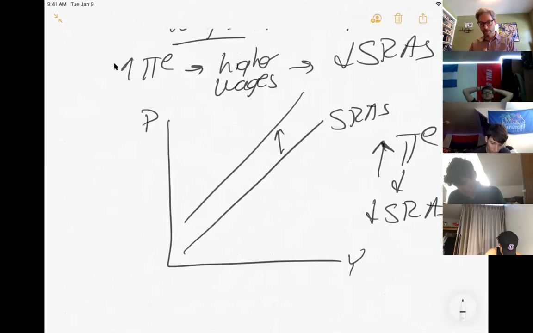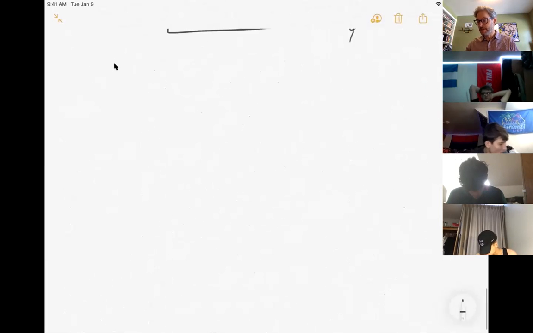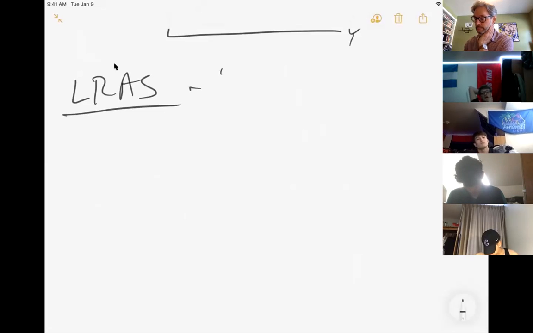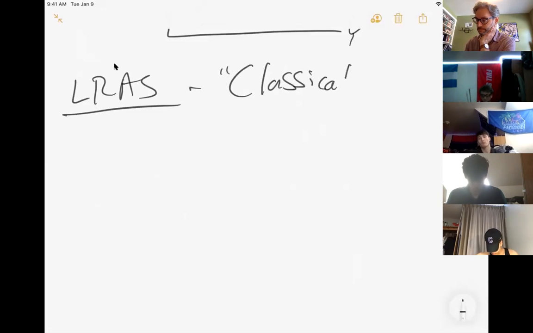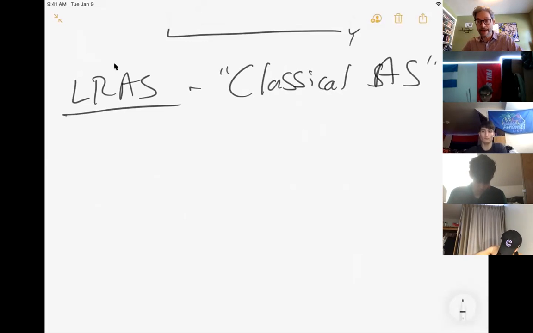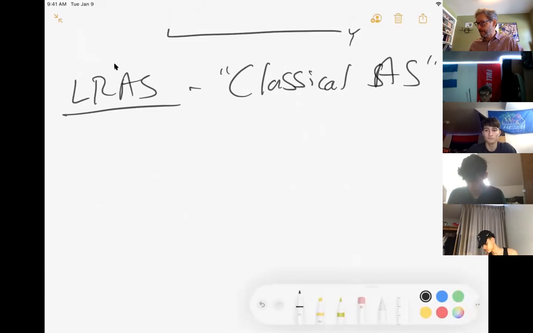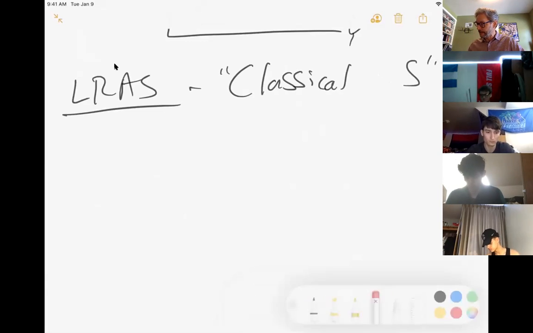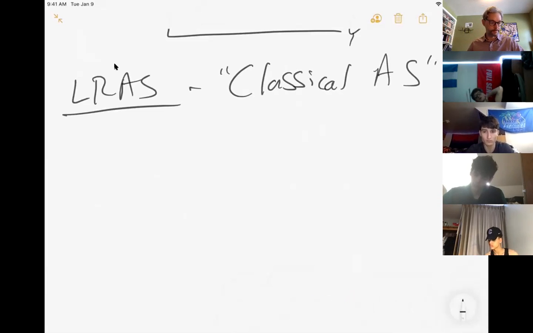Okay, that is our short run aggregate supply curve. But as we talked about at the beginning of class, there's also such a thing as the long run aggregate supply curve. If you think about the short run aggregate supply curve as the Keynesian aggregate supply curve, then you should think about the long run aggregate supply curve as the classical aggregate supply curve.